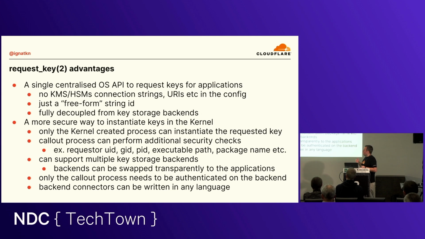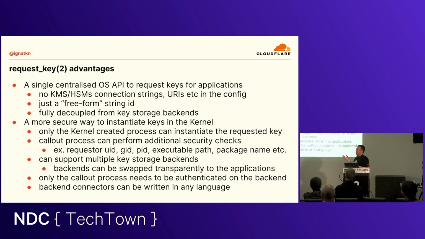And also it's modular, it can support multiple storage backends, and you can swap backends transparently, independently of applications. So if you decide to move from cloud HSM to on-prem HSM, you can reconfigure your user space helper agent, but applications will never notice it. And then also you only have one process you need to authenticate on the backend, so on your KMS system. So you need to ensure the integrity of that process, but it's only one process, which is a centralized point of communicating with your KMS.